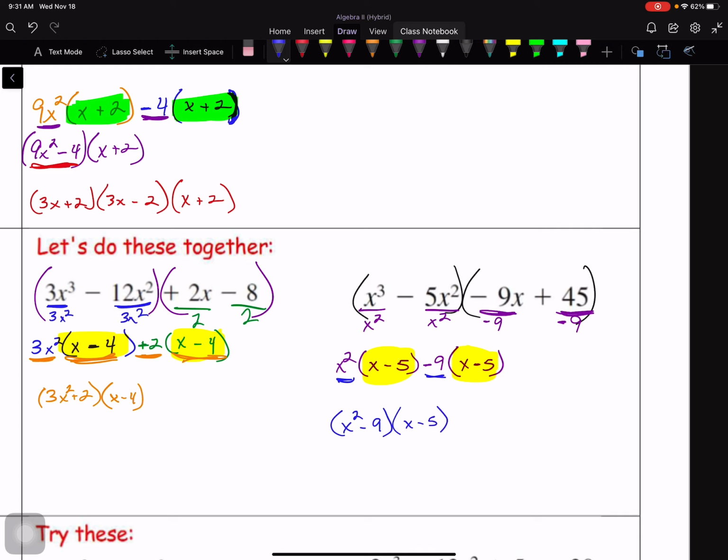And then every once in a while, you end up with a binomial. It's going to have to be a special case, though, like this was a special case up here. You end up with a binomial that you can factor just a little bit further. It's the difference of squares. So we'll go like this. We'll go x times x, 3 times 3, 1 positive, 1 negative. And now we have factored completely.